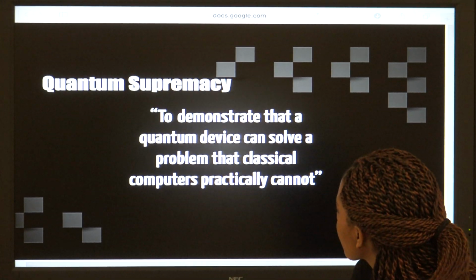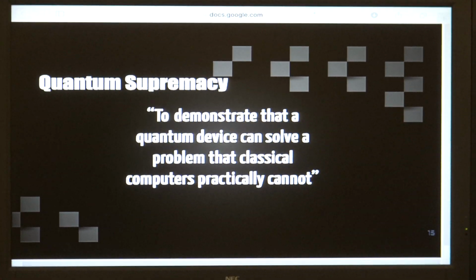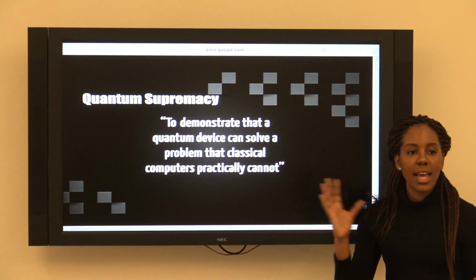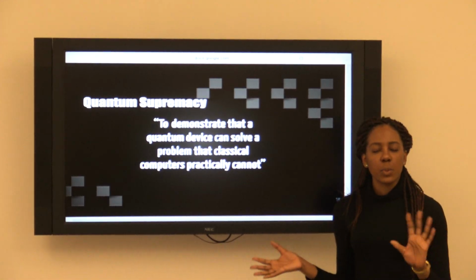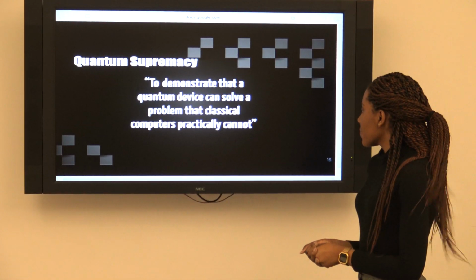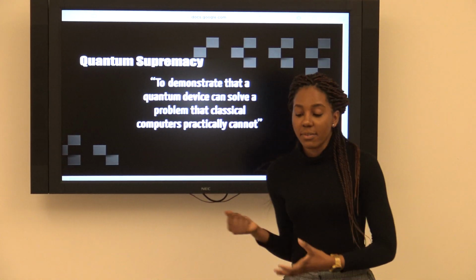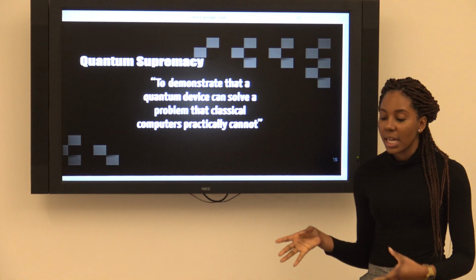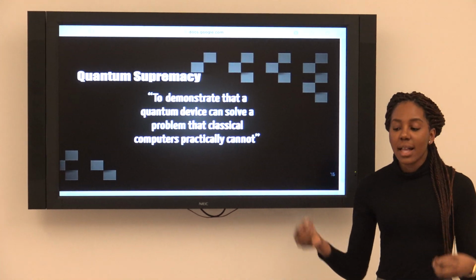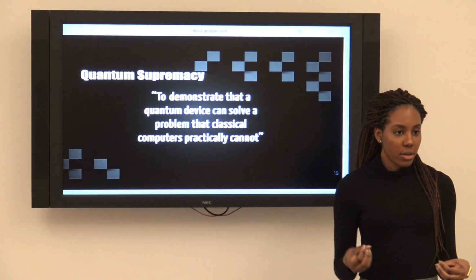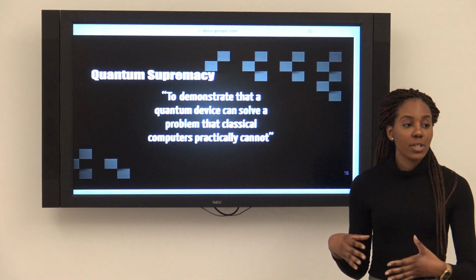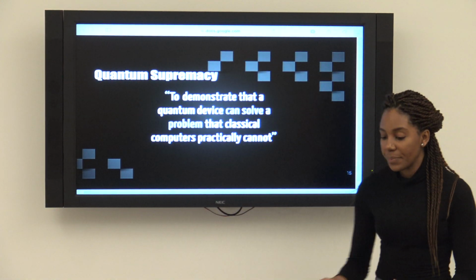Okay. So I hope that video explained it a little bit better, just the concept of superposition and entanglement and how a quantum computer works. So onto quantum supremacy. Quantum supremacy can be defined as the goal of demonstrating that a programmable quantum device can solve a problem that a classical computer practically cannot, or it can solve a problem faster than a classical computer can.